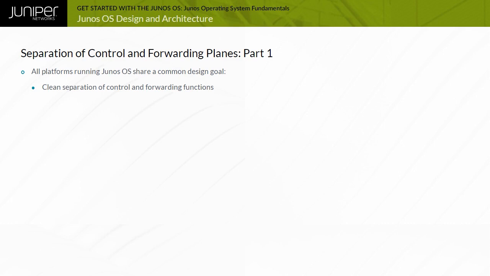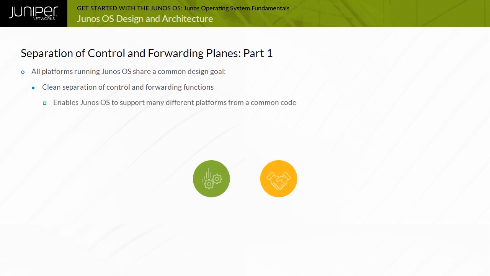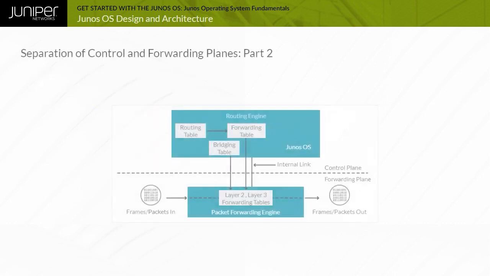This design enables you to tune each process for maximum performance and reliability. The separation of the control and forwarding planes is one of the key reasons why Junos OS can support many different platforms from a common codebase. The example illustrates a basic view of the Junos OS architecture and highlights the control and forwarding planes.